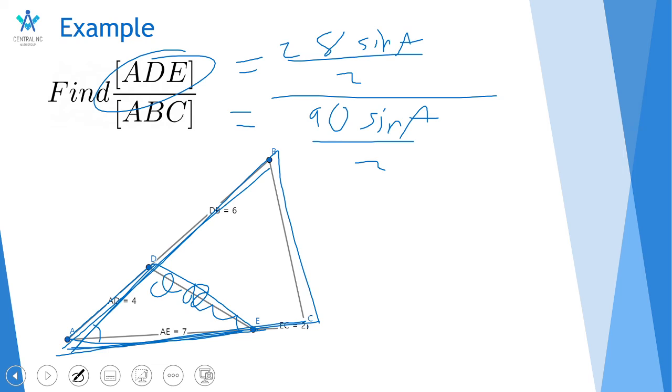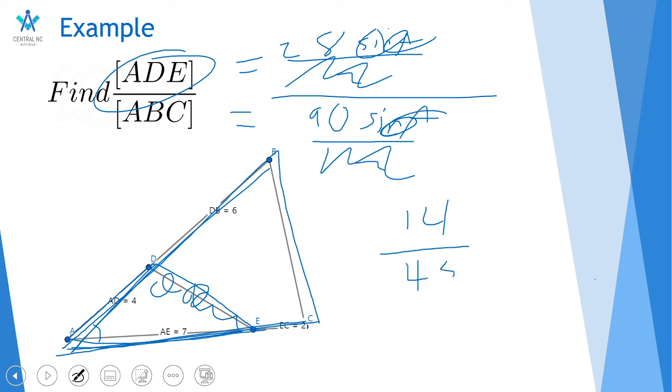What are we doing here? Oh my gosh, the angles canceled out, sine A cancels out, and so does the divided by 2. So, without knowing any of the angles, we used the AB sine C formula, and we found the ratio of these areas. So it is just 28 over 90, which simplifies to 14 over 45, and we are done.